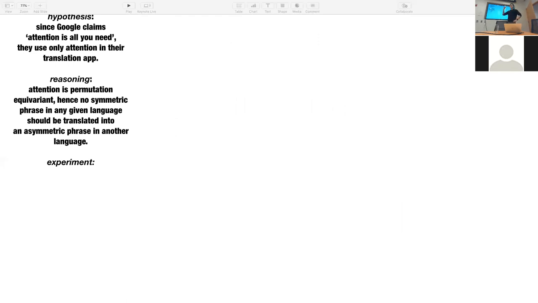So if you select a word that is symmetrical in any given language and you translate it using Google's translation app, then whatever word you get from the other language should also be symmetrical. But is that so? Test it: if you translate the word "bling bling," which is a symmetrical word, into any Latin language, Spanish, French, Italian, it's the same.